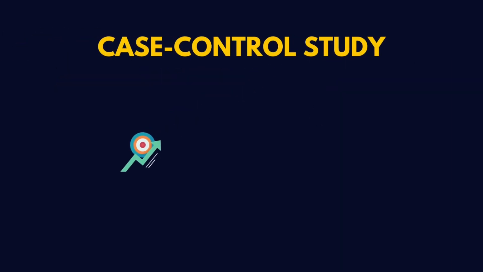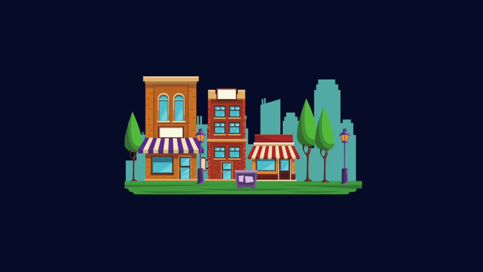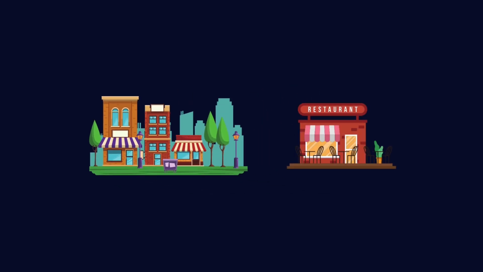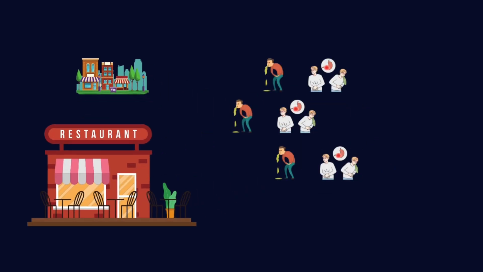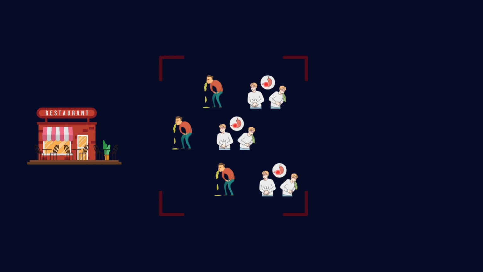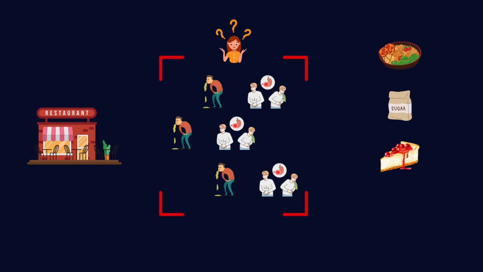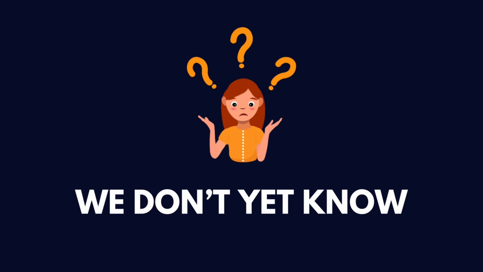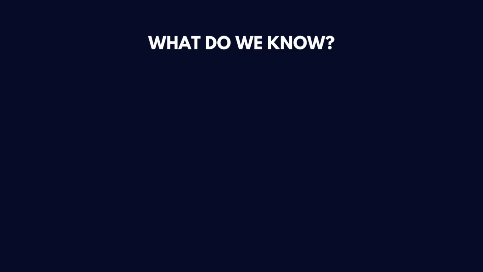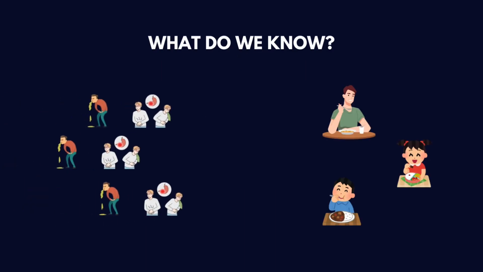In a case control study, the outcome of interest is actually the exposure. Let's consider an example. Imagine a small town with a single restaurant where several cases of food poisoning have been reported among patrons. Not everyone who visited the restaurant became sick, and our goal is to identify what specifically caused the illness. Was it a particular food item, ingredient, dessert, or coffee? We don't yet know. What we do know is that some patrons got sick while others did not.